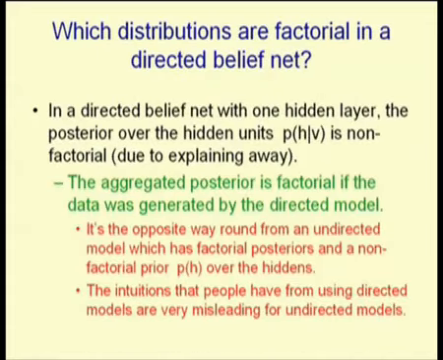Just to keep you straight about what's factorial and what's not, in a directed belief net, like the earthquake example, the posterior over the hidden units is very non-factorial. Remember, it was truck or earthquake, but not both. They were highly anti-correlated. It's the prior that's factorial in a directed belief net with one hidden layer.